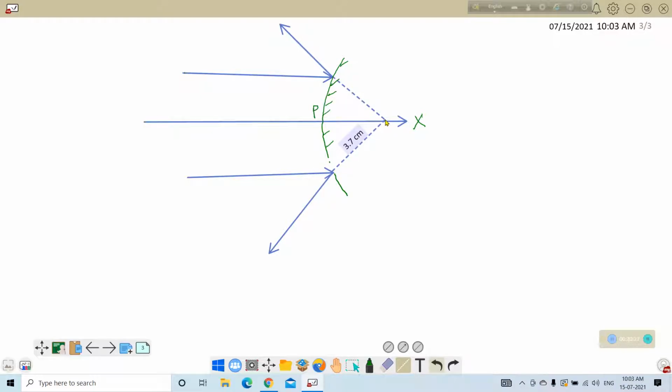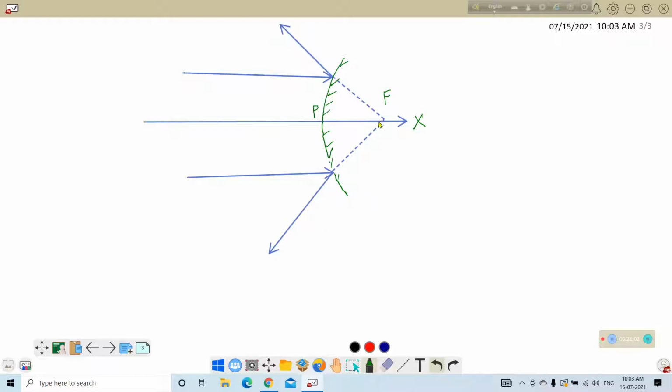These two virtual rays will meet at a single point. And this point on the principal axis, it must be on the principal axis, this point is said to be the focus of this mirror. So this is the focus of this mirror.